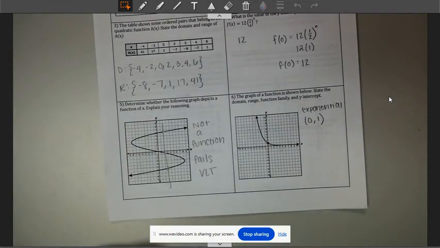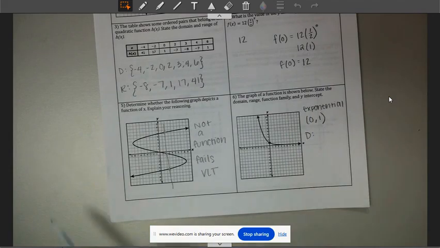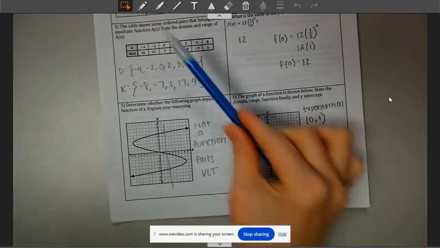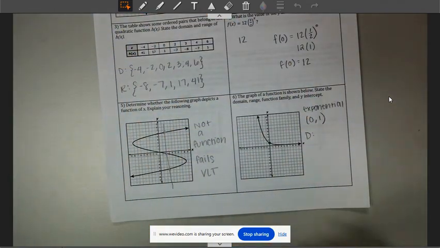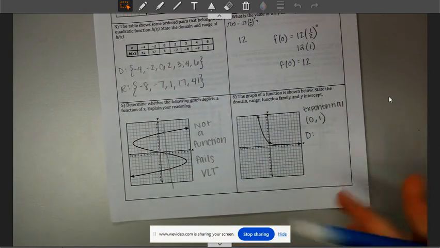And now we're going to do the domain and range. So starting with domain, you're going to ask yourself, can I go to the left forever? Well, if I push this graph up, it will keep expanding to the left. So yes, it can go to the left forever. If I push this graph out, it's going to keep expanding to the right.